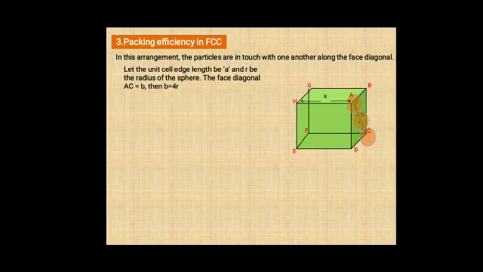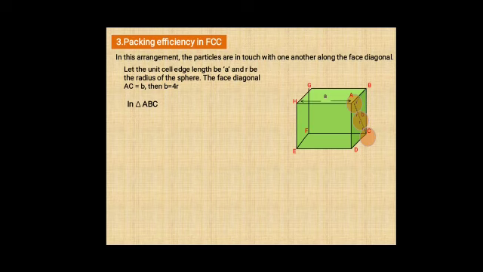In FCC, students, look at line AC, it is called face diagonal. The diagonal formed at the face of a cube is called face diagonal. Let the unit edge length be a, you can see edge length is a, and R be the radius of the sphere. The face diagonal AC, which is called B. Then what is the value of B? It is 4R. You can add the radius of each sphere. Three spheres are there, so totally it will be 4R.